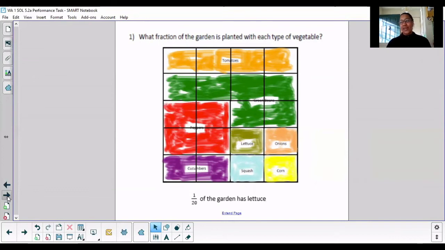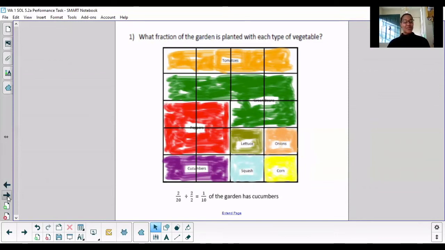Let me get some people on this side of the room. I'm sorry. So next you moved to onions. You saw that they had the exact same thing. 1 square, 1 out of 20. Good job. 1/20. You said you noticed the same thing. Oh, we didn't go there. I'm sorry. Cucumbers.